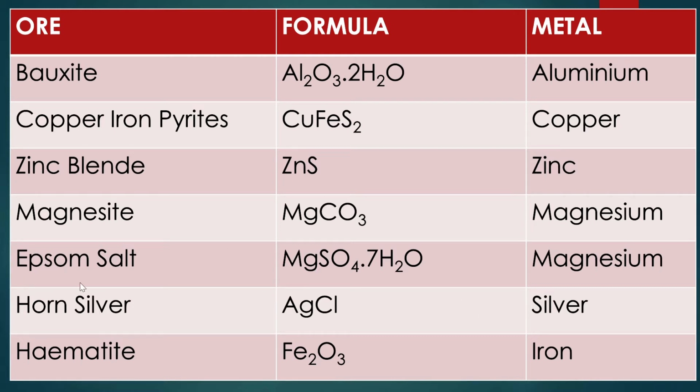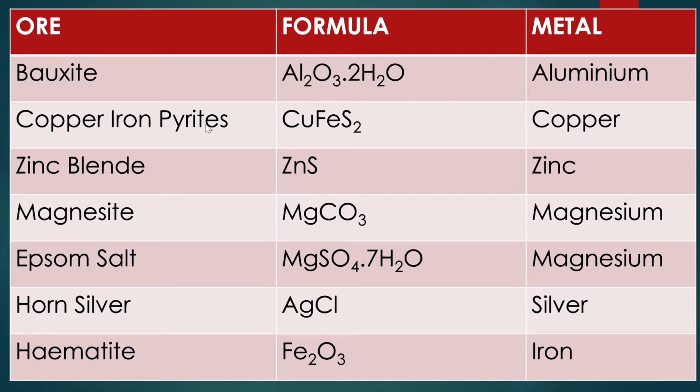The first one is bauxite. The formula of bauxite is Al2O3.2H2O, that is aluminium oxide with two molecules of water of crystallization. I hope you all remember water of crystallization we had done in the third chapter, acids, bases and salts. So we have two molecules of water of crystallization in bauxite, and the metal which is present in bauxite is aluminium. That is, bauxite is useful for the extraction of aluminium.